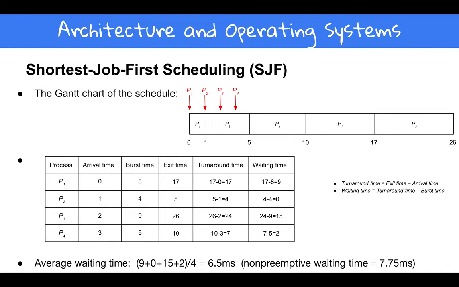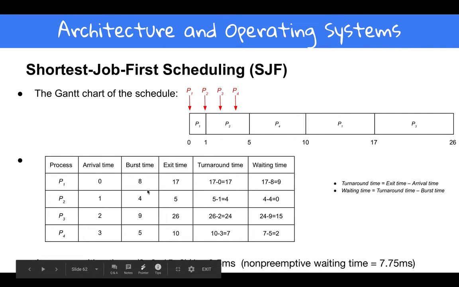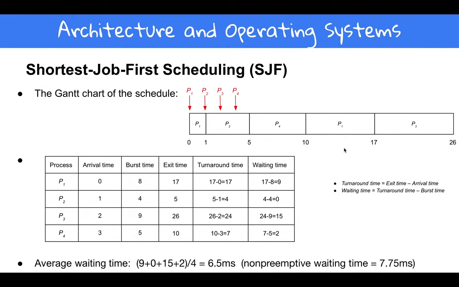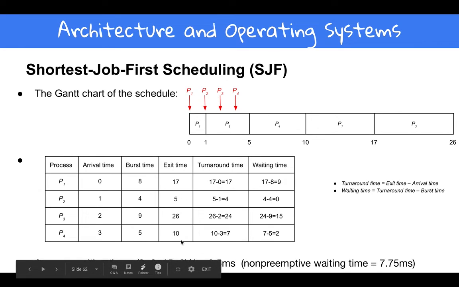Let's calculate the average waiting time. So as you see, you've got the exit time. This is the exit time for P1. Look guys, 1 is not the exit time because process 1 leaves the CPU at this point. P2 leaves here, P3 leaves here, and P4 leaves here. So as you see, 17, 5, 26, and 10 are the exit times.